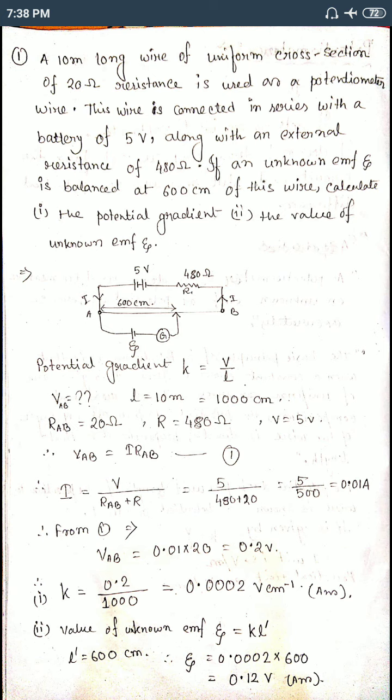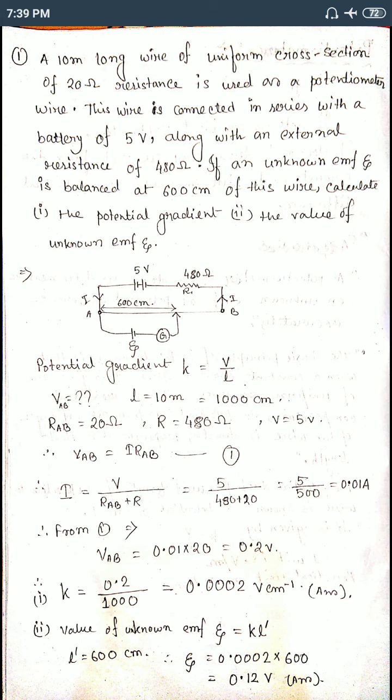So for potential gradient, we know the formula small k equals V by L, or sometimes E by L, it can also be written. So what do we have? We know L, we know RAB, we know capital R, we know V, the battery EMF. So first of all we find the potential, or the voltage, across AB.